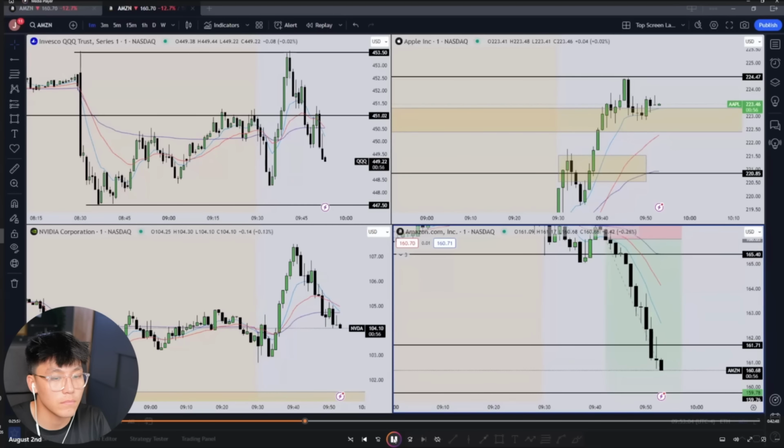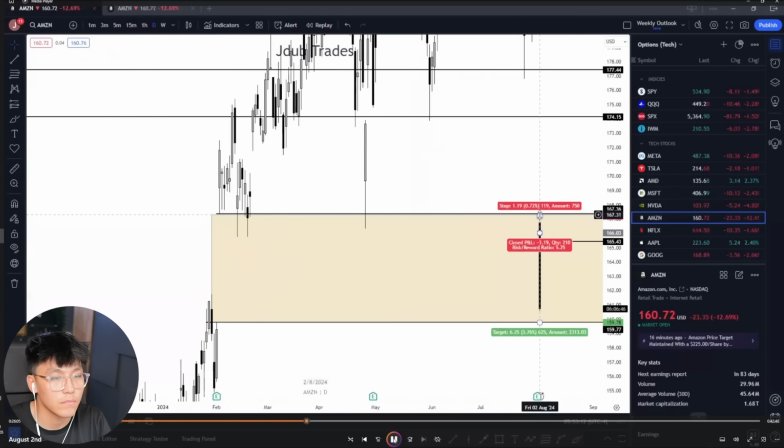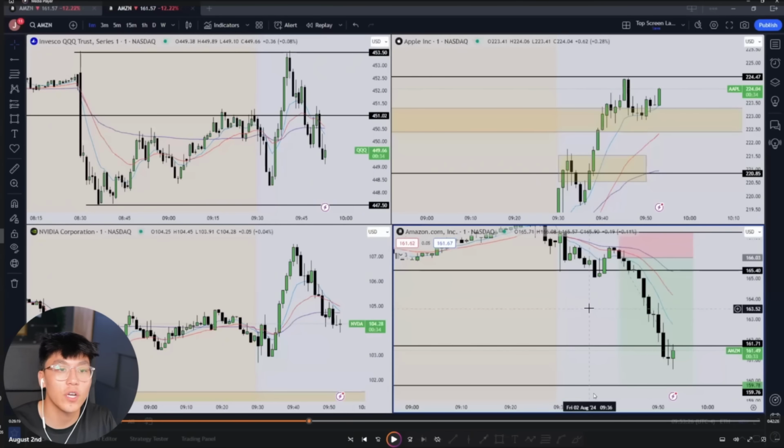I mentioned it can move pretty quickly if it can flush underneath that 165, and now you can see exactly where it gravitated towards, right at that key level. Look at this daily gap that I mentioned. If it gets underneath here, now this looks like a classic break and retest at this level all the way down towards here. Right there, that was basically my full trade for Amazon.